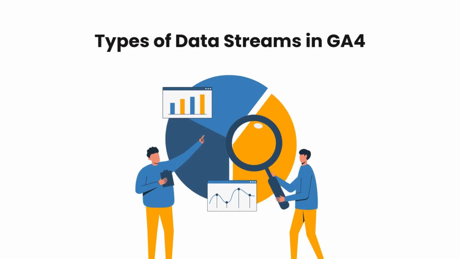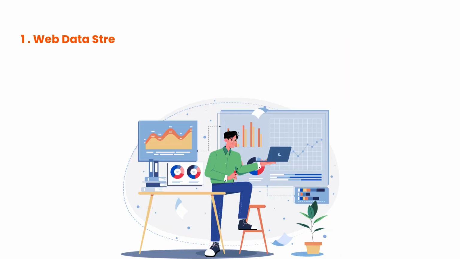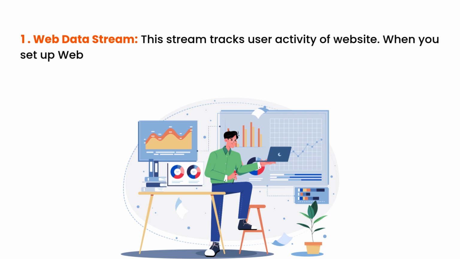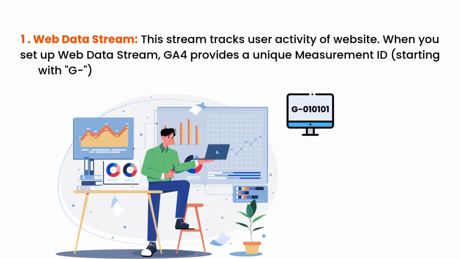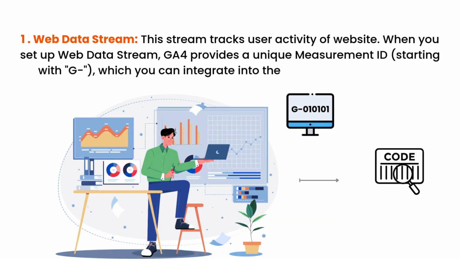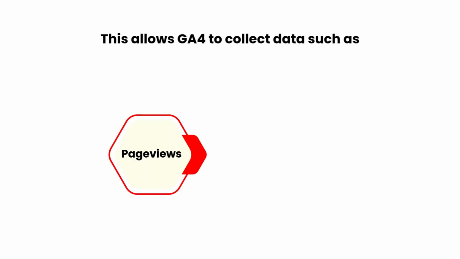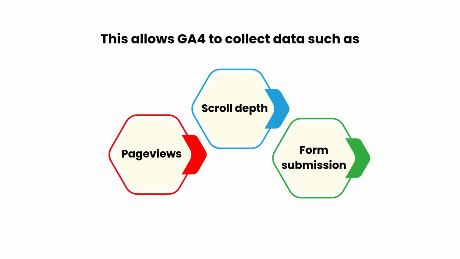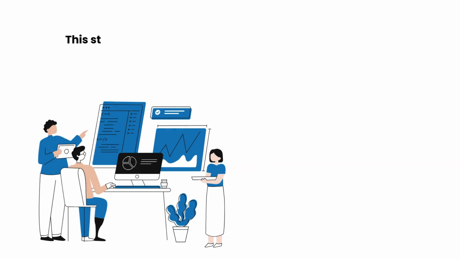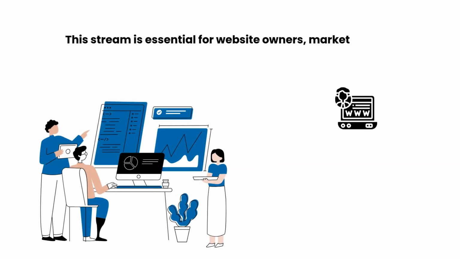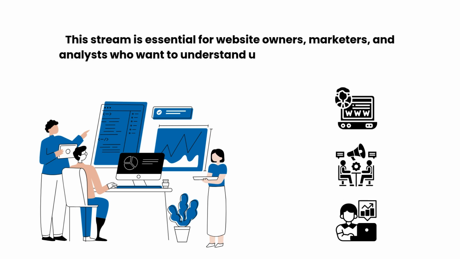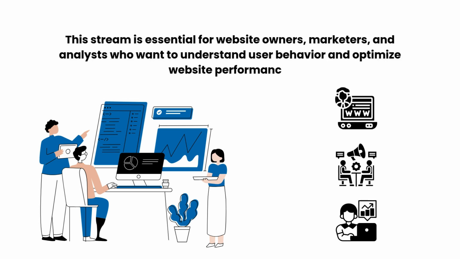Types of data streams in GA4. Number 1. Web data stream. This stream tracks user activity on a website. When you set up a web data stream, GA4 provides a unique measurement ID, starting with G-, which you can integrate into the website's tracking code. This allows GA4 to collect data such as page views, scroll depth, form submissions, and click events. This stream is essential for website owners, marketers, and analysts who want to understand user behavior and optimize website performance.